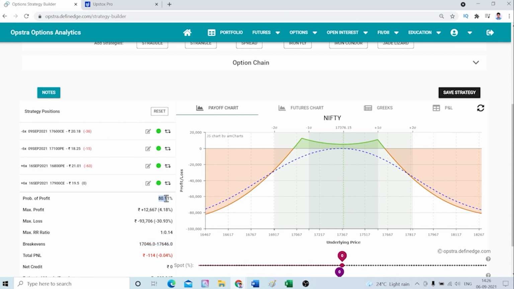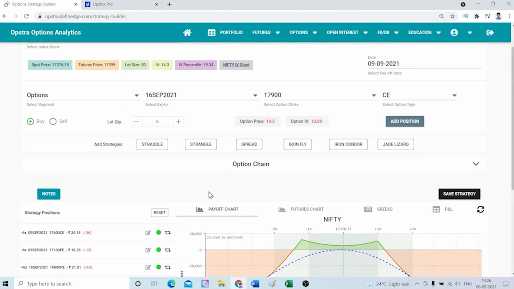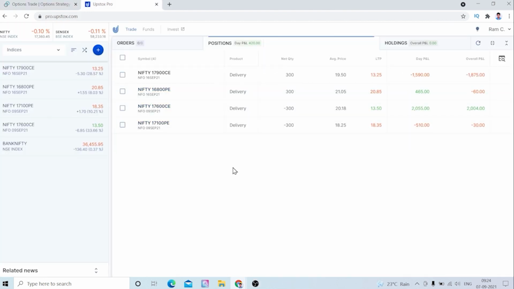So this transaction I have done on the 6th. Now today is 7th September.